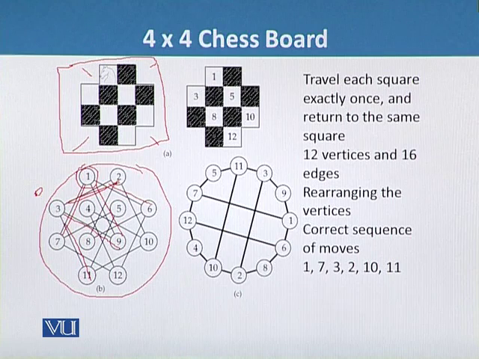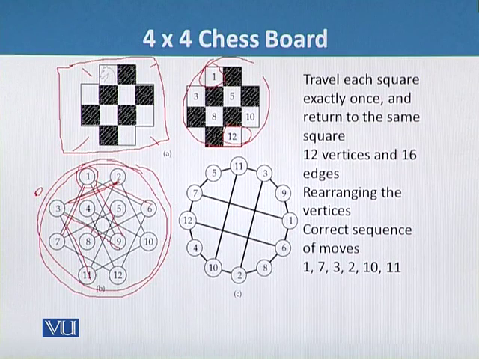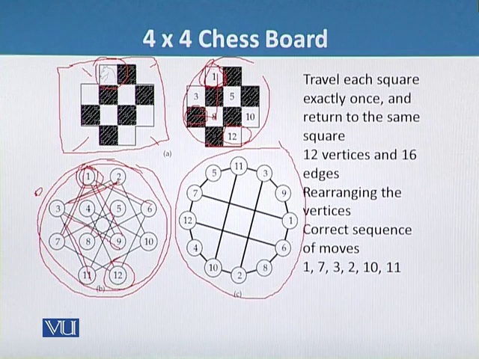However, rearranging the vertices reveals the cycle that describes the correct sequence of moves. We can see here that there are 12 vertices starting from 1 and ending at 12. First, we convert this into a cyclic graph starting from 1 and ending at 12. Now we will convert this chessboard into a cyclic form, which is represented here.